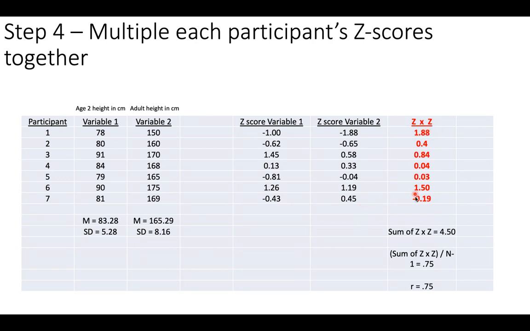Once we have these z products, we just sum them. That's the numerator of our correlation coefficient formula, the sum of zx times zy. Here we get 4.5. Right? We add all these up. Make sure you keep this guy negative because that matters. Then we take the sum of our z products, 4.5, divided by n minus 1, right?